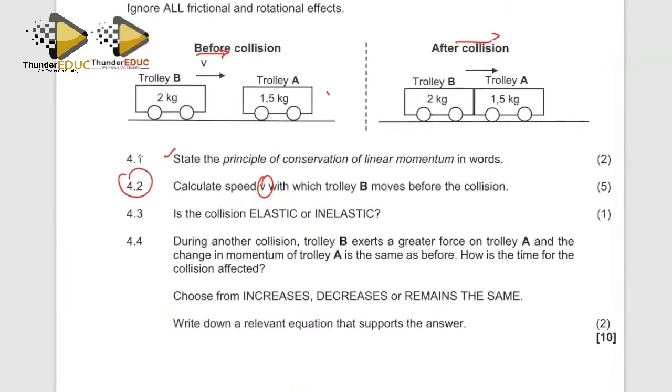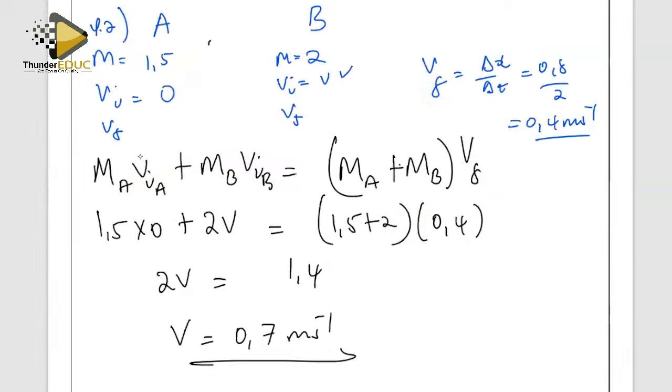Then 4.3: is the collision elastic or inelastic? So without a doubt, this is, I did not say elastic, I said inelastic. It's inelastic. Why? Remember, there is no energy within trolley A. But the energy of B initially and the energy of the combined system after cannot be the same. Energy is going to be lost, one way or the other, given the fact that the velocities are not maintained.